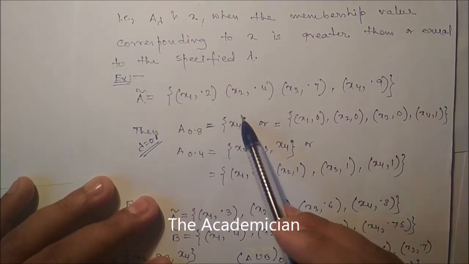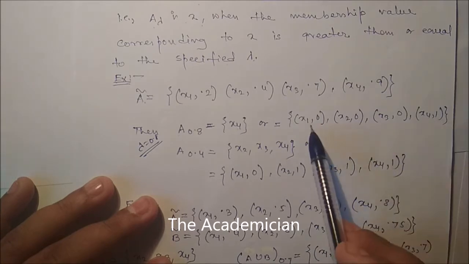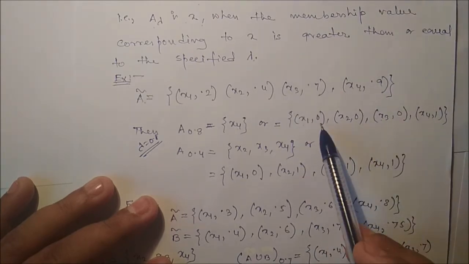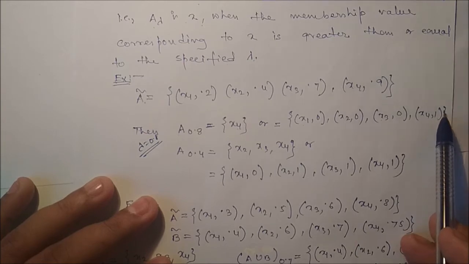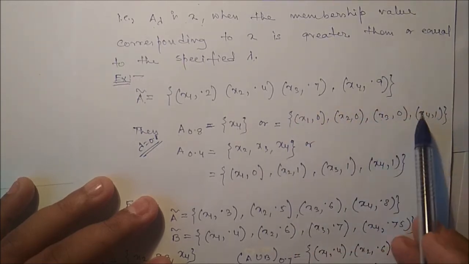Or you can represent it this way: x1, x2, x3 have membership value 0, and x4 has membership value 1. So this is nothing but a Crisp output.